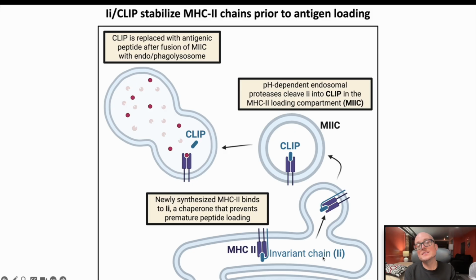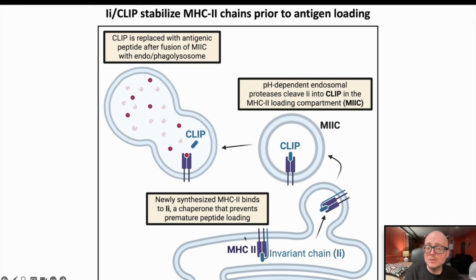We get the idea that it is invariant because there is very little sequence diversity associated with the invariant chain. It can bind to the peptide binding groove of MHC class II, but it itself is not an antigen. It just holds space. For that reason, we think of it as invariant because it's not antigenic. It is not variable in the way that antigens tend to be. It's a placeholder, and it's going to keep itself in the peptide binding groove. That serves a chaperone function, but it also prevents premature loading of antigens into MHC class II.